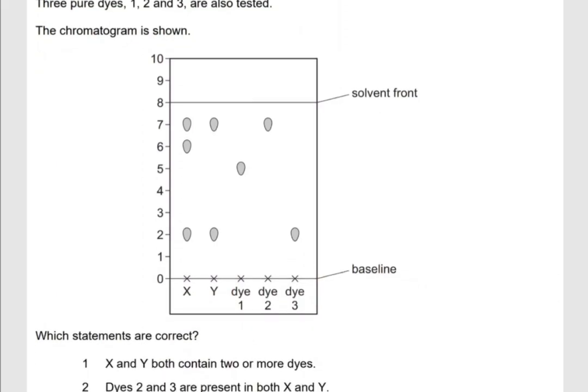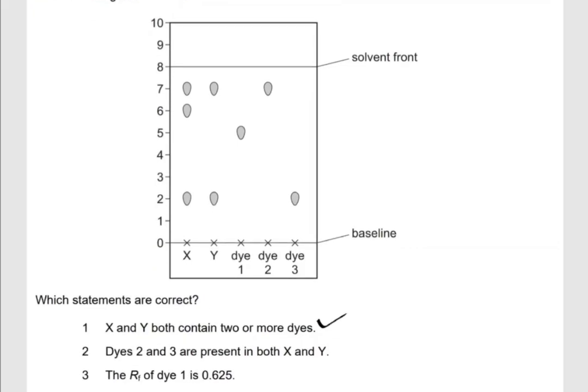X and Y both contain 2 or more dyes. X contains 3, Y contains 2. So that statement is correct. Dyes 2 and 3 are present in both X and Y. Dye 2 is this one, which is in both X and Y. Dye 3 is also in X and Y. So that statement is also correct.